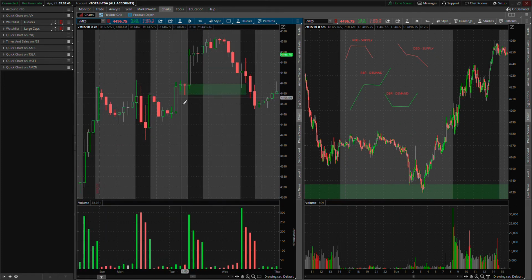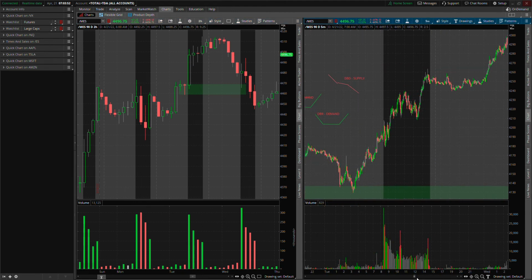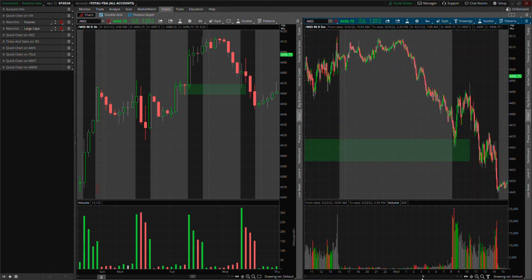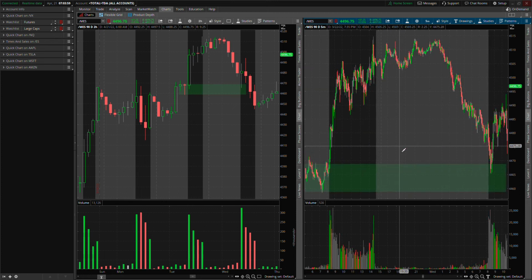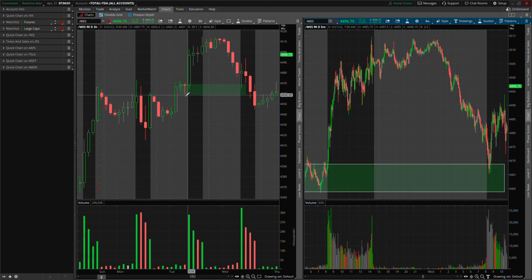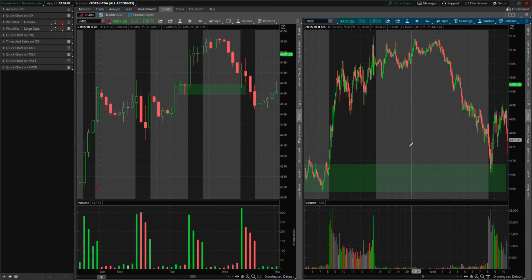All right, next we have a base rally, another demand zone. Bear with the scrolling here. I'm going to see if I can find it on the 5-minute chart. All right, here we go. Rally, base, rally on the 2-hour. On the 5-minute chart, obviously it's going to look a little different. There are different demand zone formations, depending on the time frame that you're using.